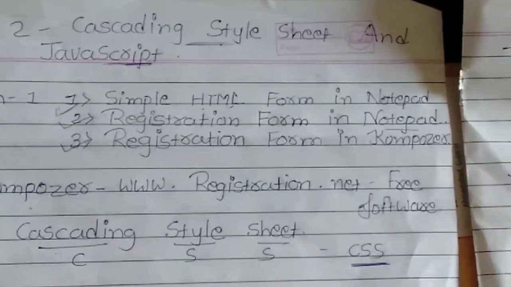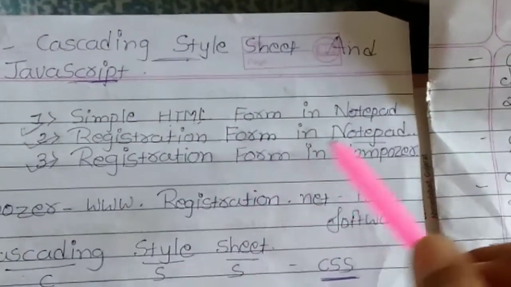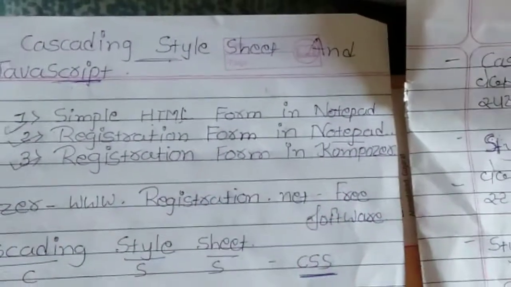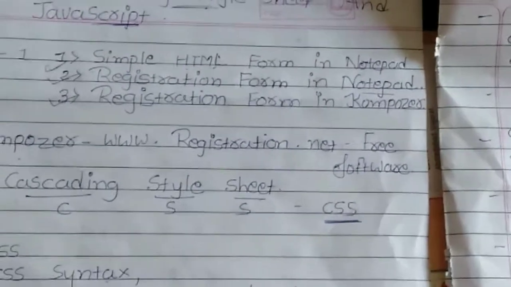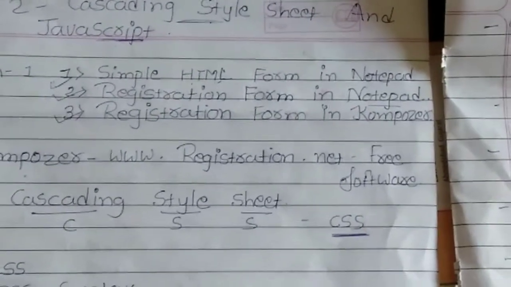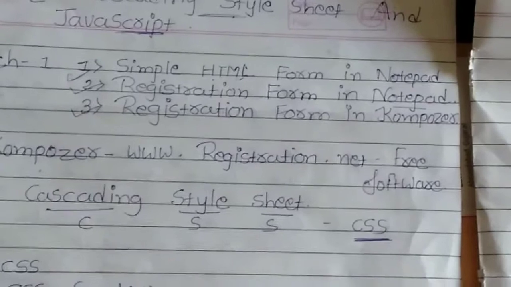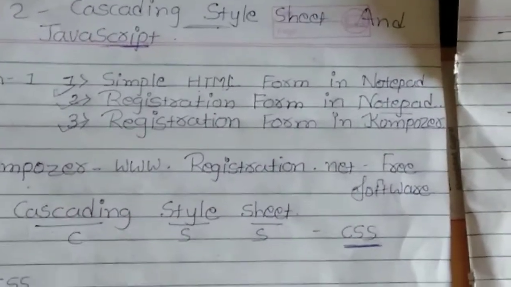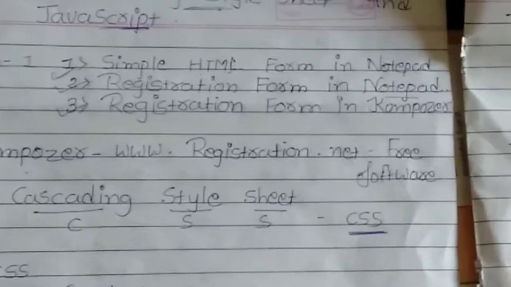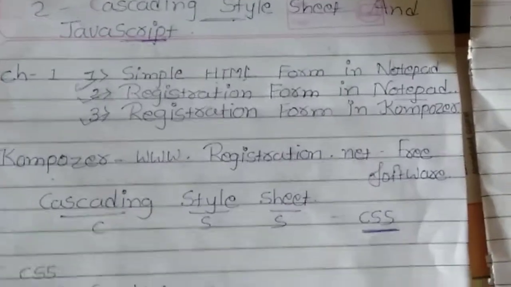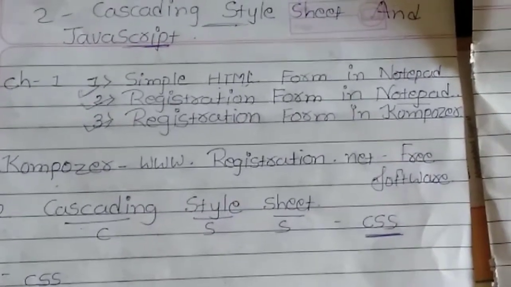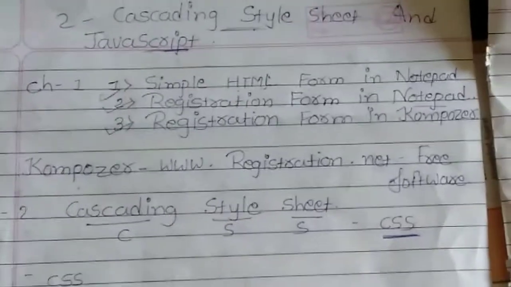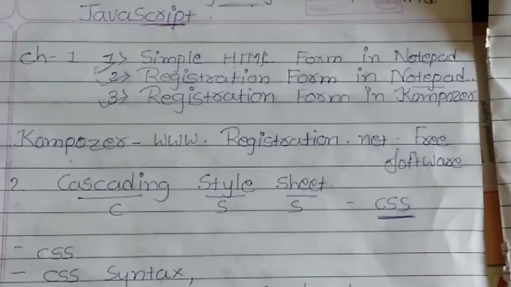So in our first topic, you can create your registration form in Notepad and you can create it in Composer, but there is a difference between Notepad and Composer. Composer is better than Notepad, because in Composer there is no need to write anything, while in Notepad you have to write many statements, the process is very lengthy, and it consumes much more time. So it is better to use Composer. In our first chapter we already learned about the simple HTML form, the registration form in Notepad and the registration form in Composer also.